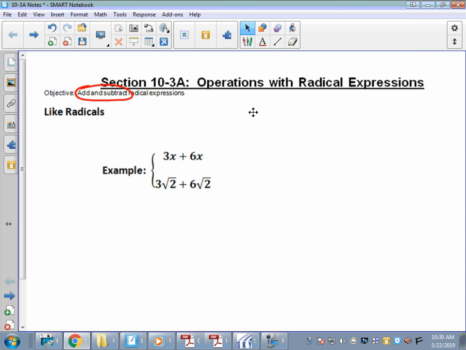A lot of it's going to be similar to what we've done in 10.2, all of those sections, where we have to simplify some things and go from there. But when we talk about what like radicals are, they have the same radicands. And remember, radicand is the number underneath the square root sign, or underneath the radical, as we call it.